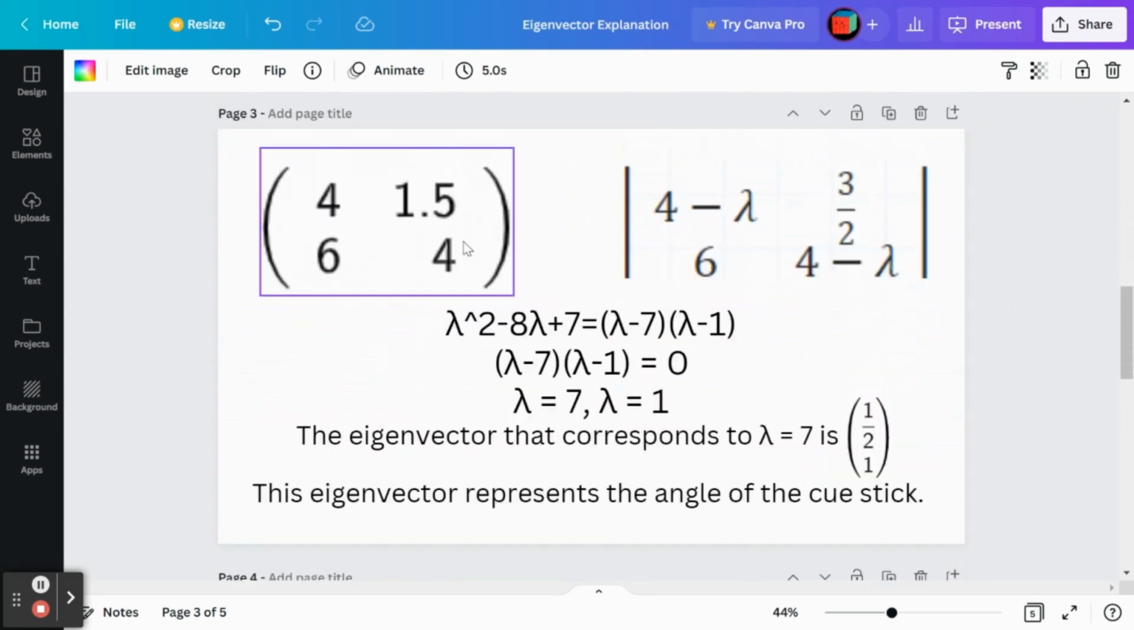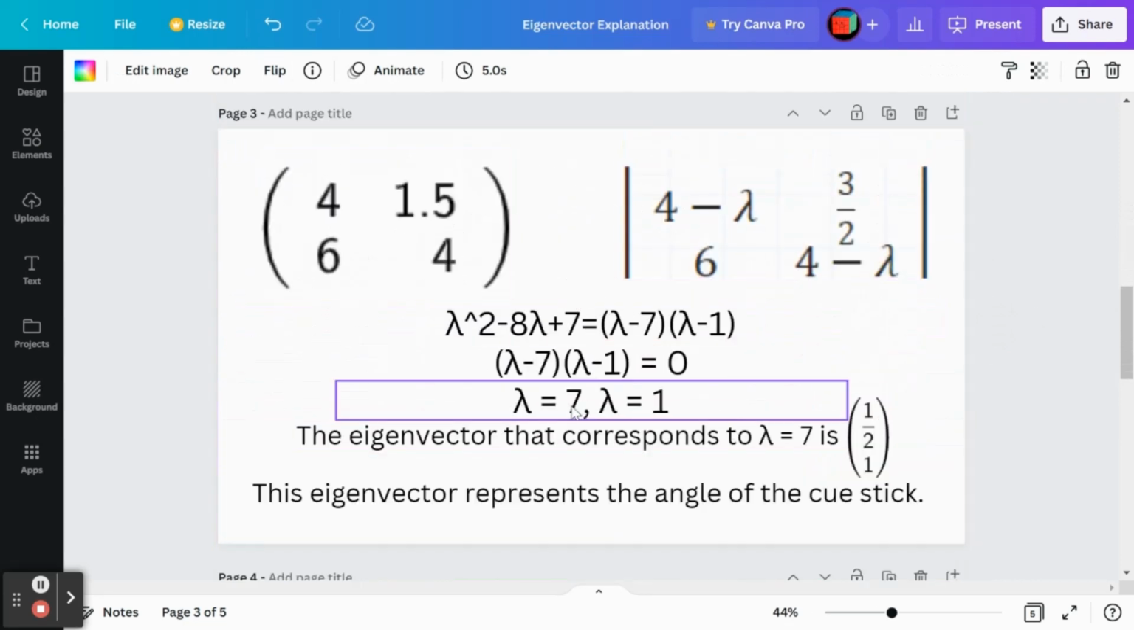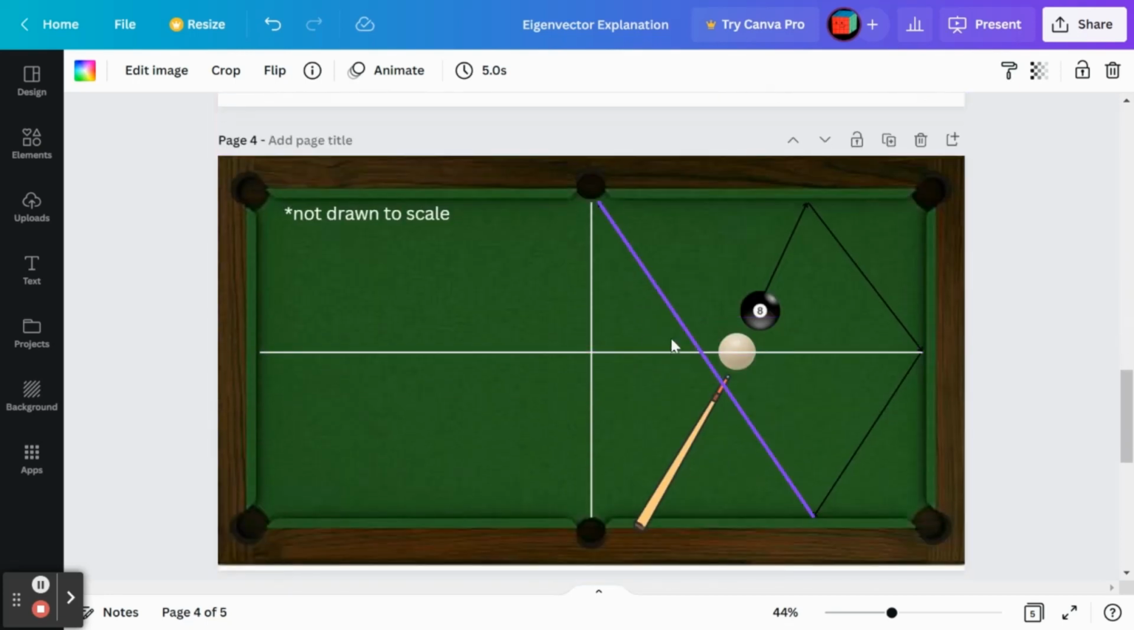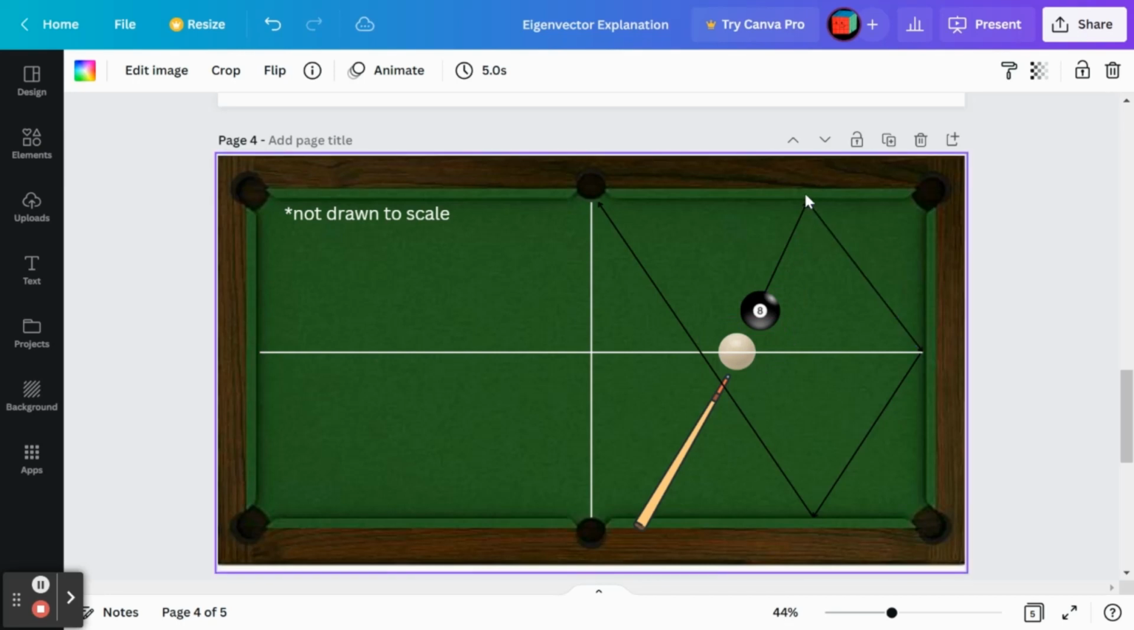So now that we have our A matrix, our eigenvalue of 7, and our eigenvector of (1/2, 1), we have everything we need for this equation to work out and for this shot to go in. And that again is shown here: we hit the 8 ball off this side, and then it rebounds off this side, and then off this side, and finally into this pocket right here.